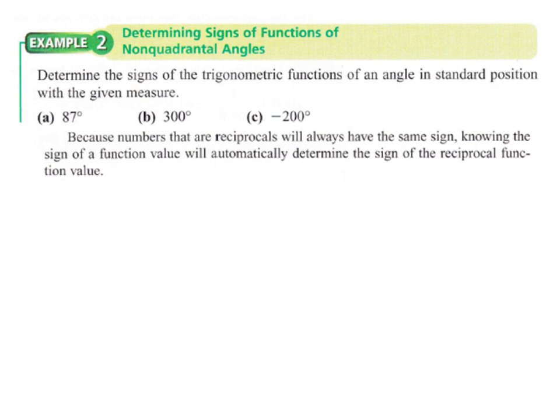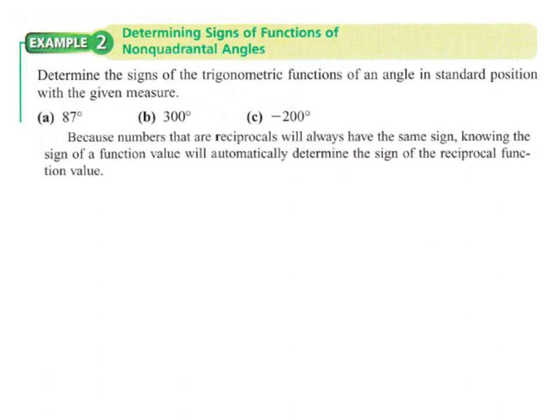And so here we have a chance to practice that. We want to determine the signs of the 6 trig functions of an angle that's in standard position given the degree measure. So the first angle, 87 degrees, that would be in the first quadrant. And so really all 6 trig functions are positive. So that's really all there is to that. So of course we'd want to write that down.